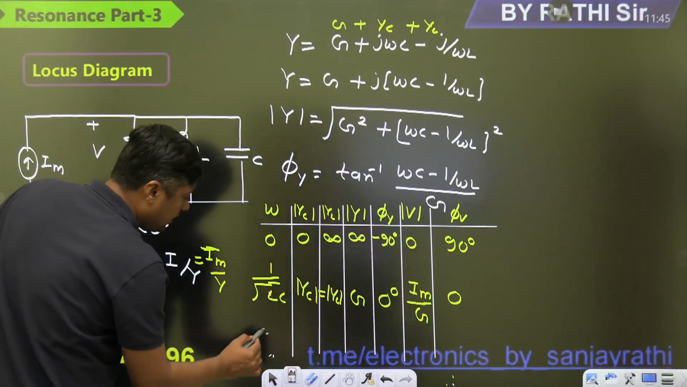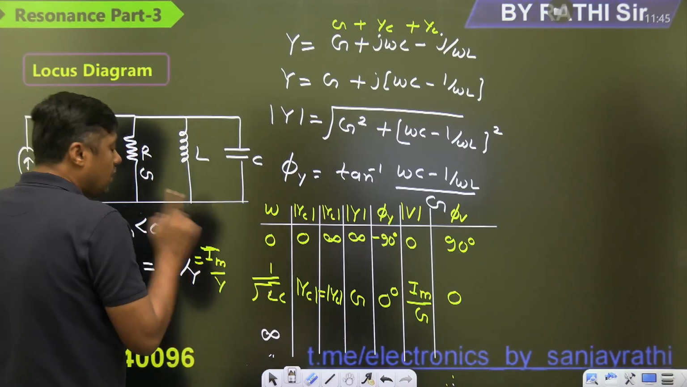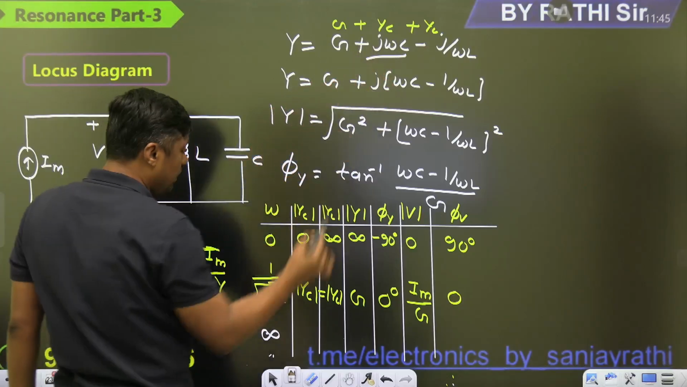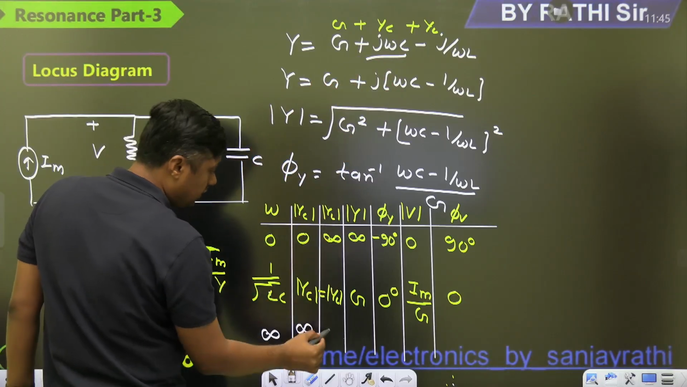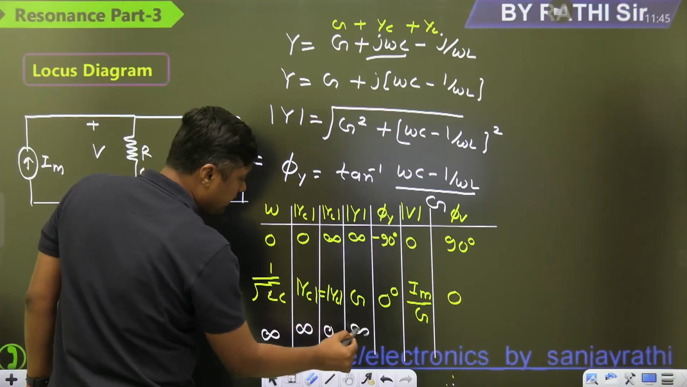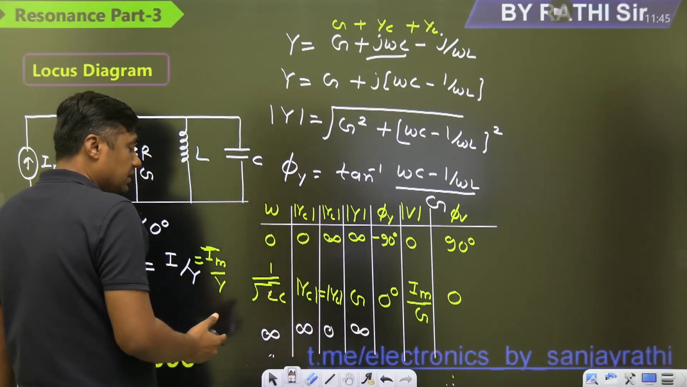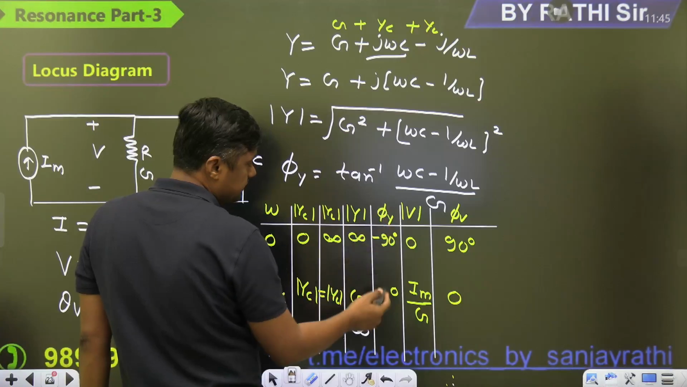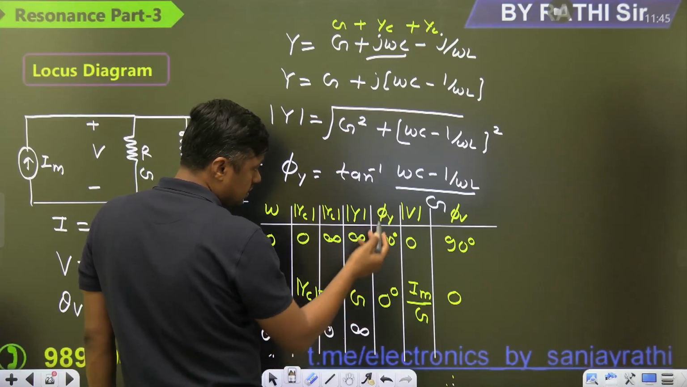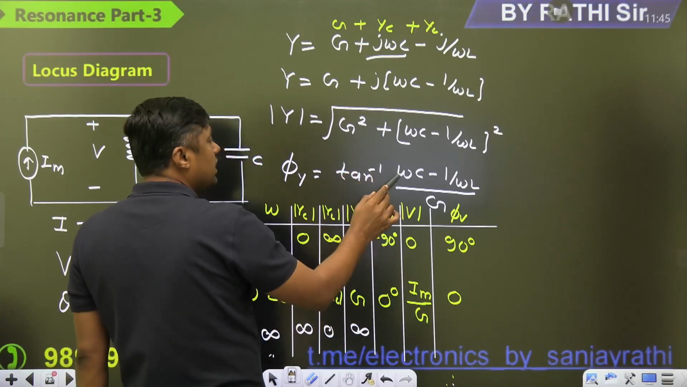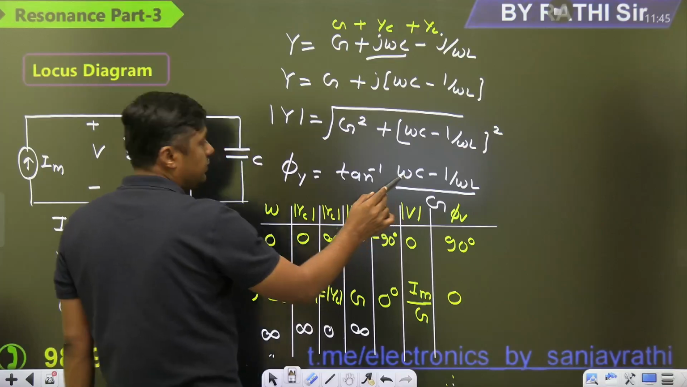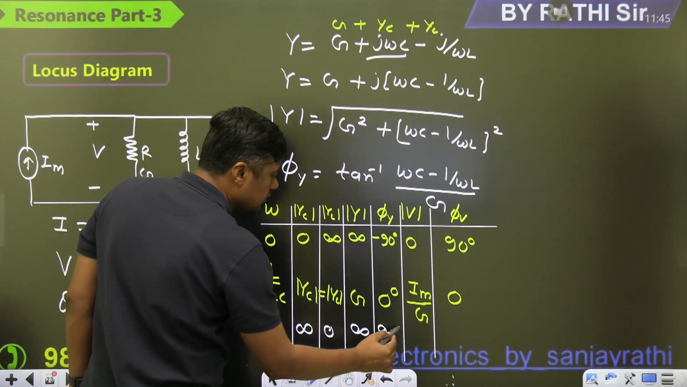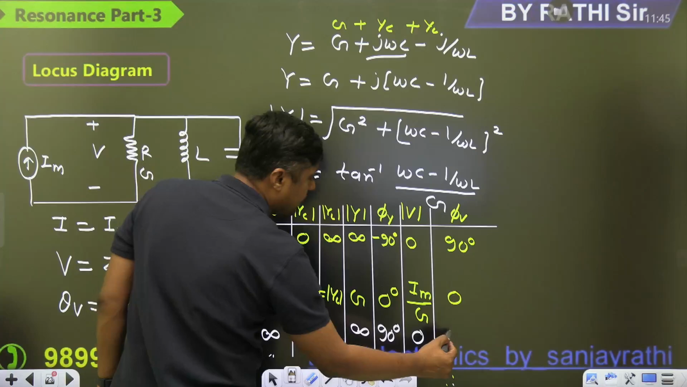Finally, when I am taking the infinite, YC will become what? YC is infinity. This term will become infinity, this term will become 0. Overall admittance will become infinity. Right? It is a capacitive circuit. Then what is the phi? This is omega C is infinity. What is the tan inverse of infinity? Because this term is positive infinity, tan inverse of positive infinity is 90 degree. Voltage will become 0 and the angle will become minus 90 degree.